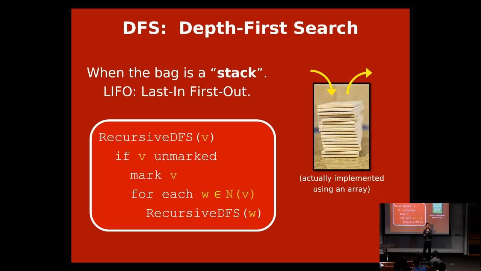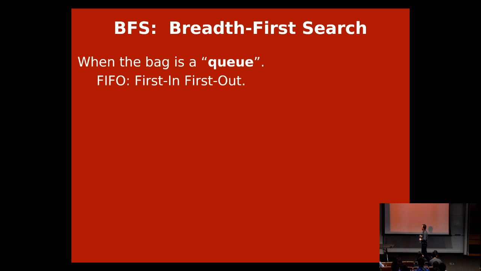Any questions? The other well-known instantiation is breadth-first search, which starts with B. And this is the case when the bag is a queue data structure. A queue means like a lineup in UK English.